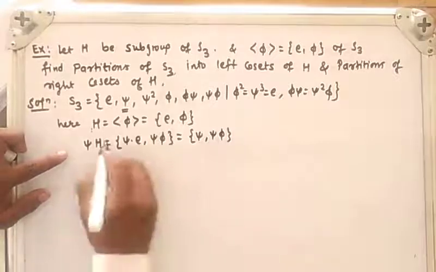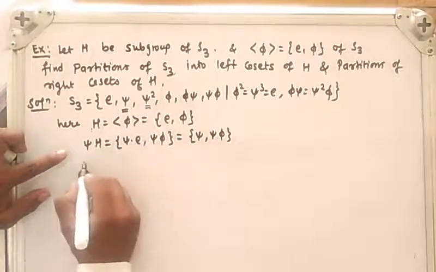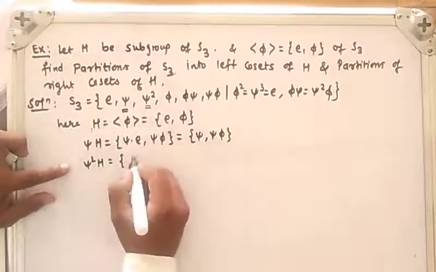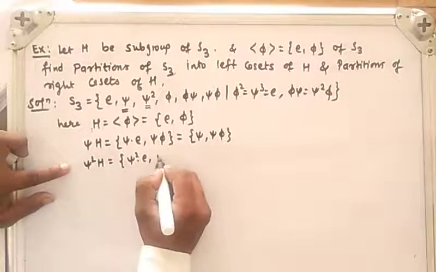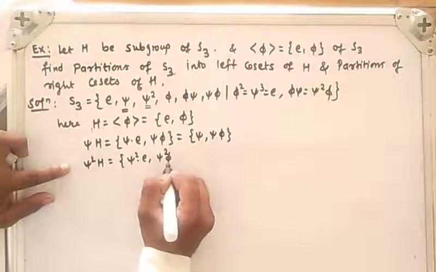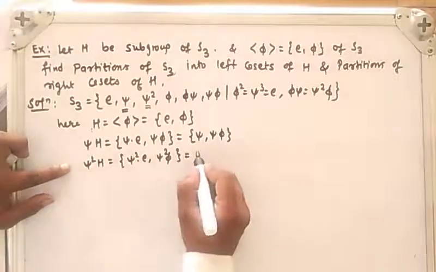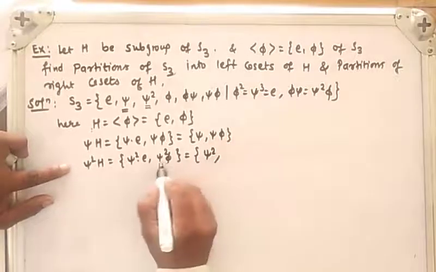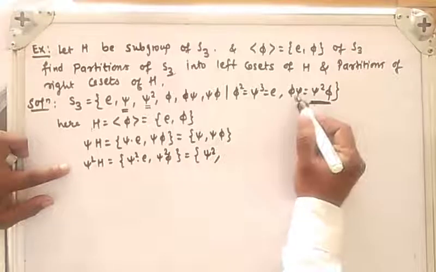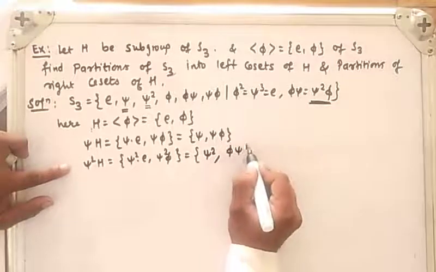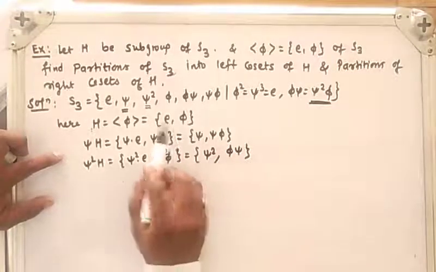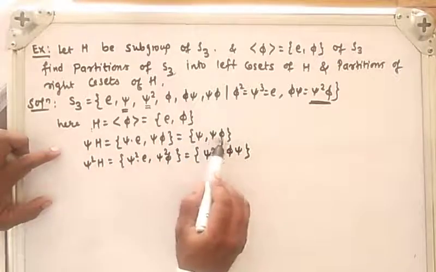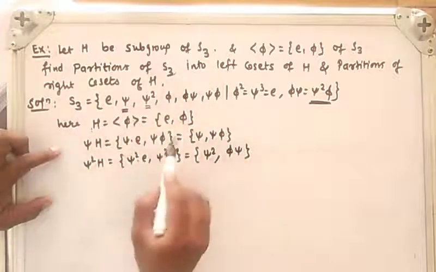So these are two elements. Next I will multiply psi square into H, which is psi square into identity and psi square into phi. Psi square into identity is psi square, and psi square phi has value phi psi, so which is phi psi. So here we get all elements: identity, psi square, phi psi. So all elements we get in three sets.